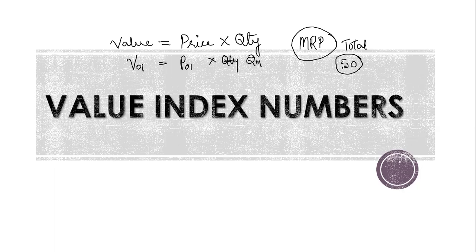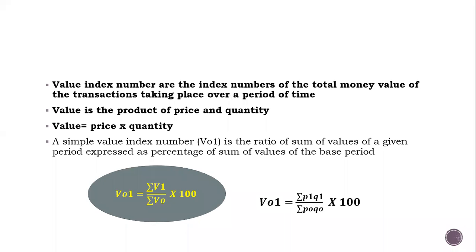So your value index number is an index number of the total value of money of the transactions taking place over a period of time. So we are giving importance to the overall value of that particular item. That is called value index number. And when we say value, it is a product of price and the quantity: the per unit price multiplied with the per unit quantity, you will get the value.